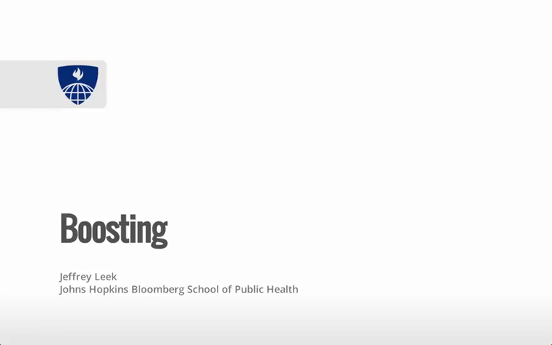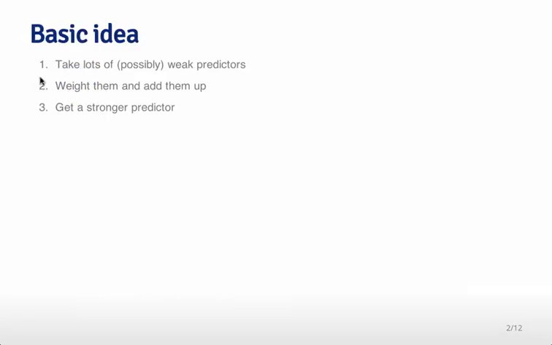This lecture is about boosting, which along with random forest is one of the most accurate out-of-the-box classifiers that you can use. The basic idea here is to take a large number of possibly weak predictors, weight them in a way that takes advantage of their strengths, and add them up. When we weight them and add them up, we're doing the same kind of idea that we did with bagging for regression trees, or with random forests, where we take a large number of classifiers and average them. And by averaging them together, we get a stronger predictor.